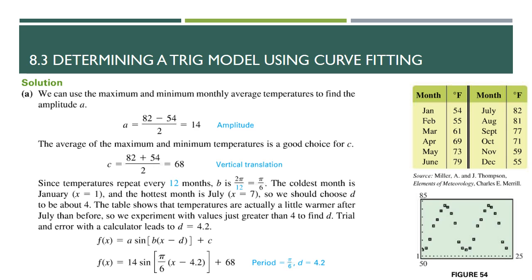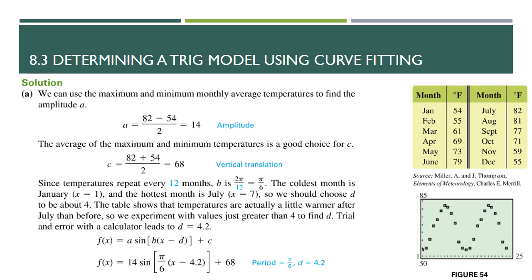The temperatures repeat every 12 months. So one cycle is 12 months, if you look at that. And B is 2 pi over 12, which is pi over 6. The coldest month is January, which is 1, and the hottest month is July, which is 7. So we should choose D to be about 4.